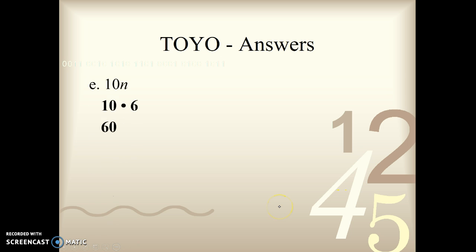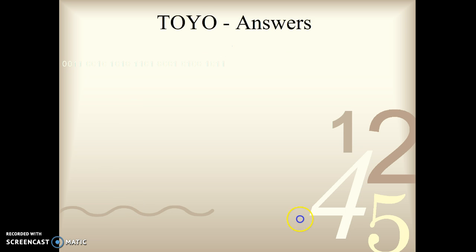All right, letter E, we have 10n. We write the problem, rewrite the values, 10 times 6, and then we solve it for 60. Letter F, now we've got n divided by 2, substitute 6, so 6 divided by 2. Remember, I'm reading that from top to bottom, 6 divided by 2, and my answer is 3. Letter G, now I have n divided by 6. I substitute 6 divided by 6, and my answer is 1. That looks like an L, but it's a 1.